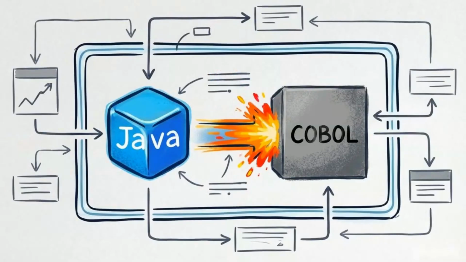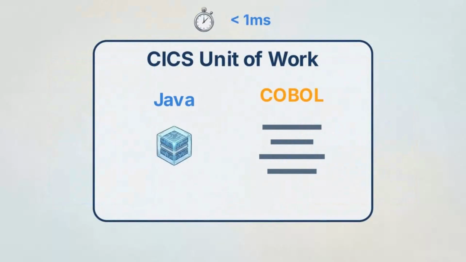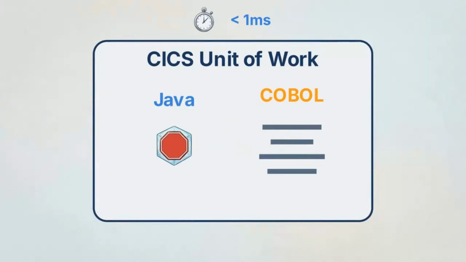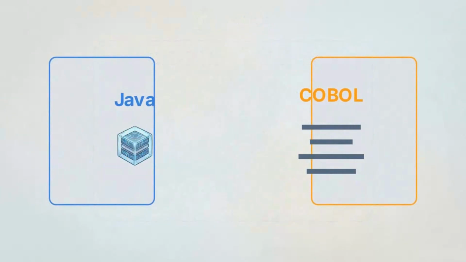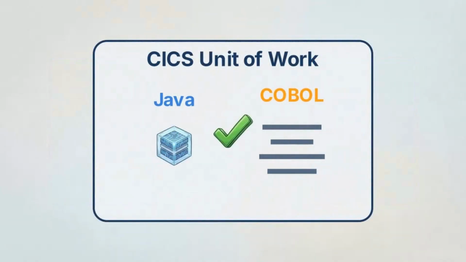Because both programs share the same address space, the data moves instantaneously. Running both environments under one roof is the specific mechanism that guarantees sub-millisecond latency. Because CICS orchestrates the entire flow, both the Java and COBOL layers share the same unit of work, allowing for guaranteed transaction rollbacks if any single step fails.